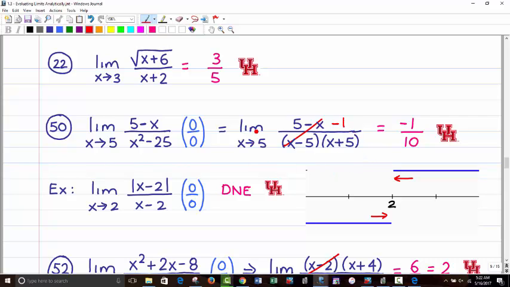And then when you do that, it leaves a -1. Then you reinsert the 5. After you've factored and canceled, you reinsert the 5. And 5 plus 5 will be 10. So the answer will be -1 over 10.